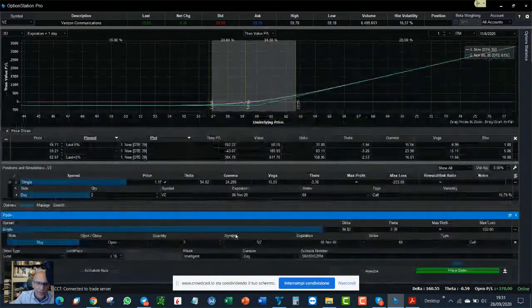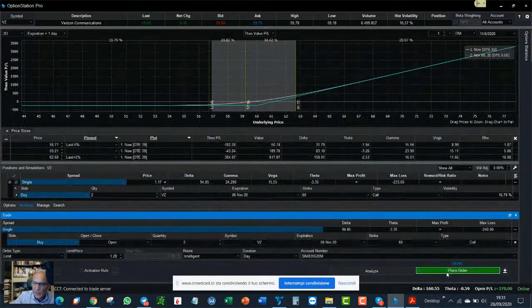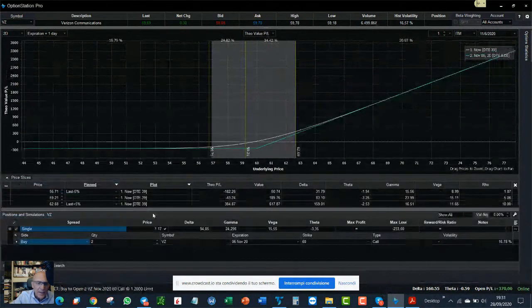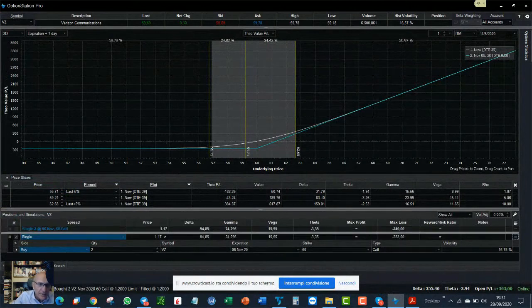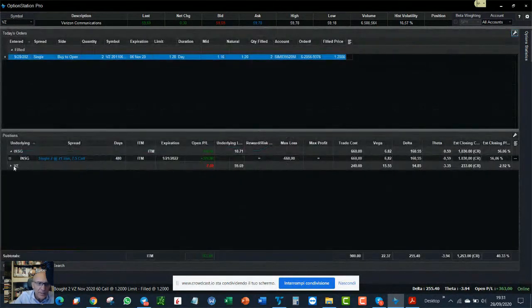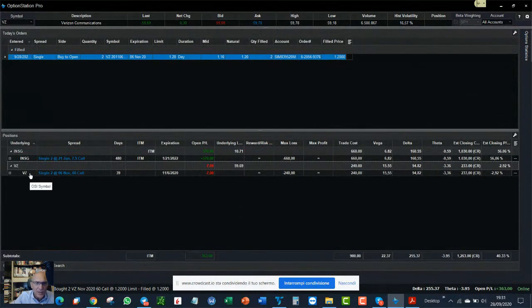Okay, so let me put this trade on the market. I'm doing a little bit of negotiation. Okay, order filled. And here we are. The call is on the market. So this is our call. This is the manage tab, the console that we use to check our position. Once the position is on the market, this is how we check how much we are gaining, how much we are losing, and what the expiration is, how many days we have left. It's our everyday tool to check our position.